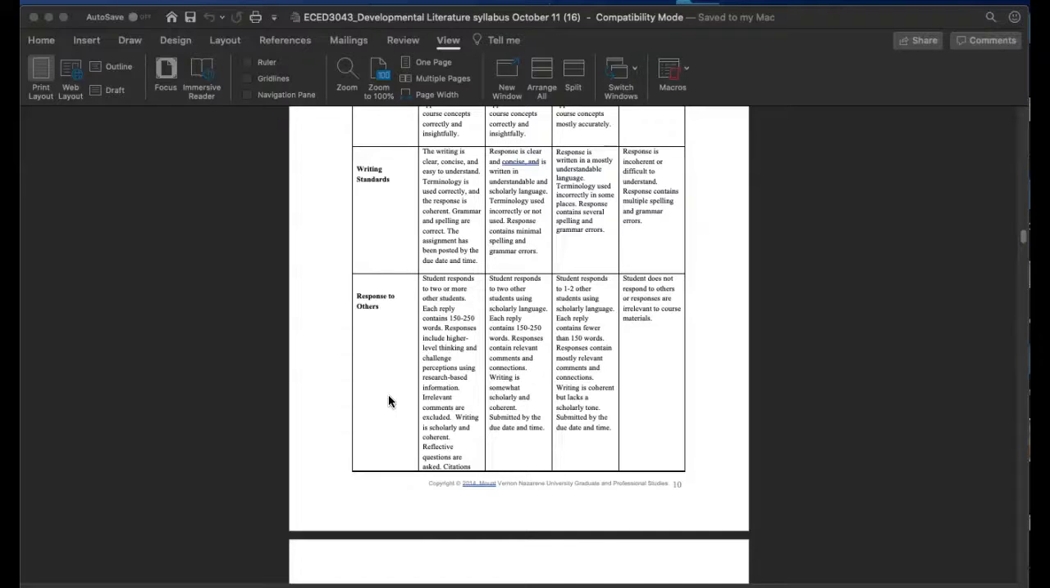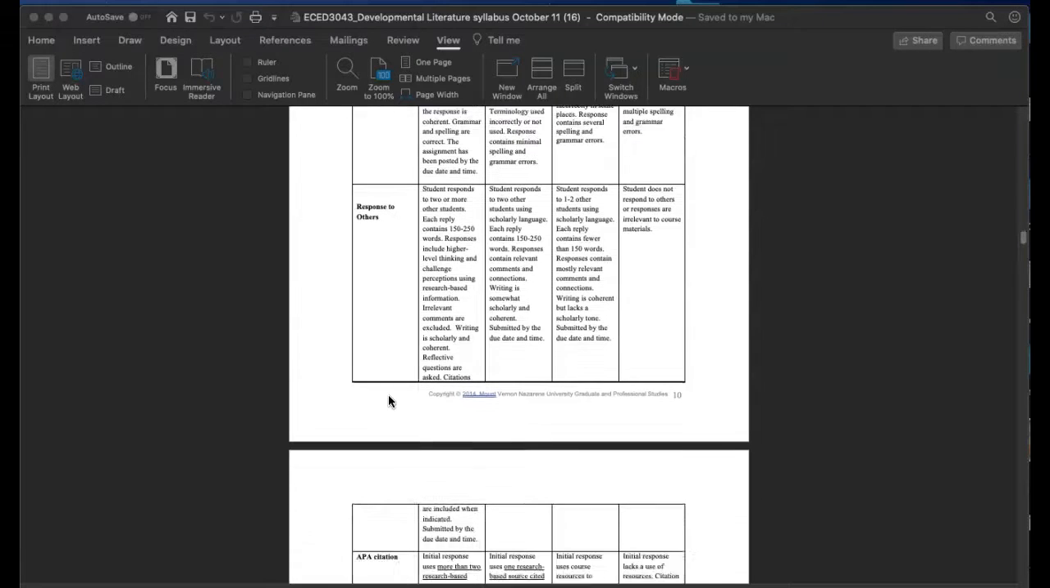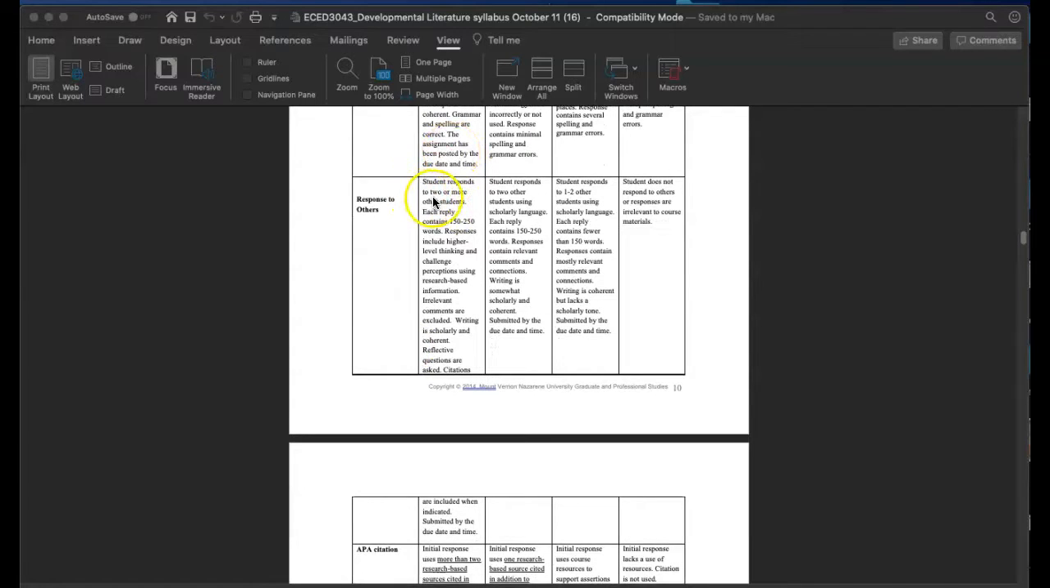Response to others. Student responds to 2 or more other students. Let me say that again. 2 or more other students is who you're going to respond to get all of the points. Each reply should contain between 150 and 250 words.